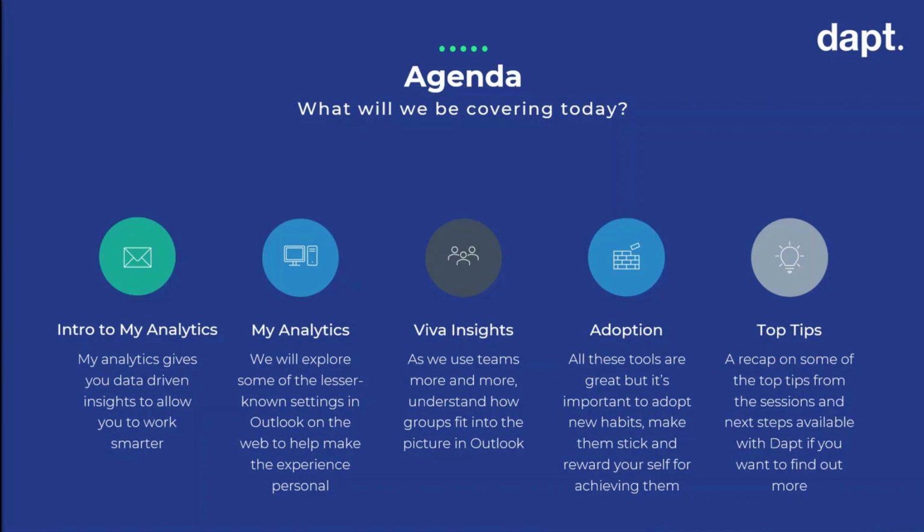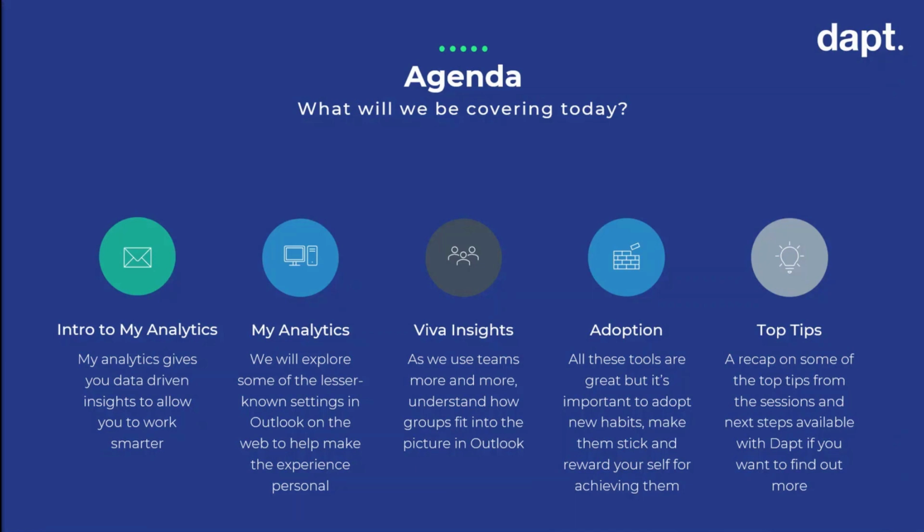First off, we're going to have a look at an intro to My Analytics and also how that's tying in with Viva Insights. My Analytics gives you those data-driven insights into how you work, who you work with, and your connections to really drive productivity and to avoid things such as burnout. Again, we'll look at some of the lesser known settings. We've also got the analytics or insights added with Outlook that we can use as well. So that's something that's worthwhile to consider.